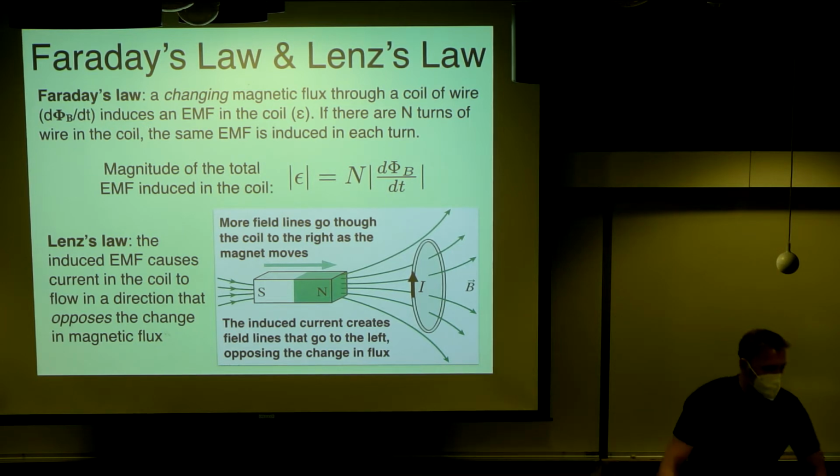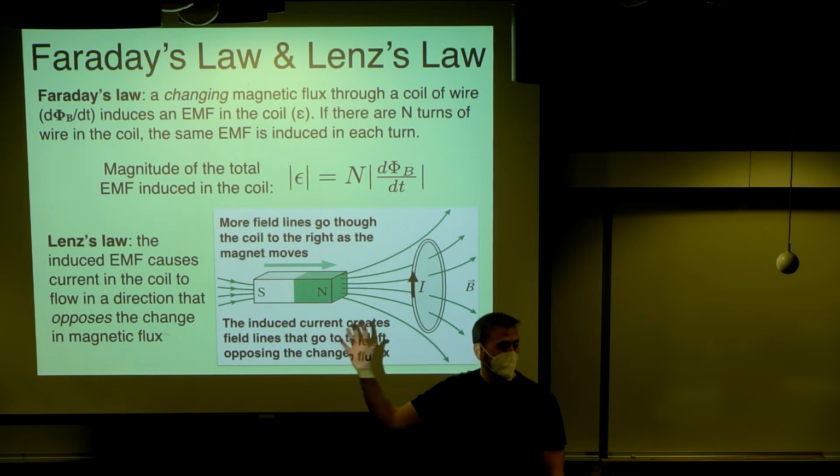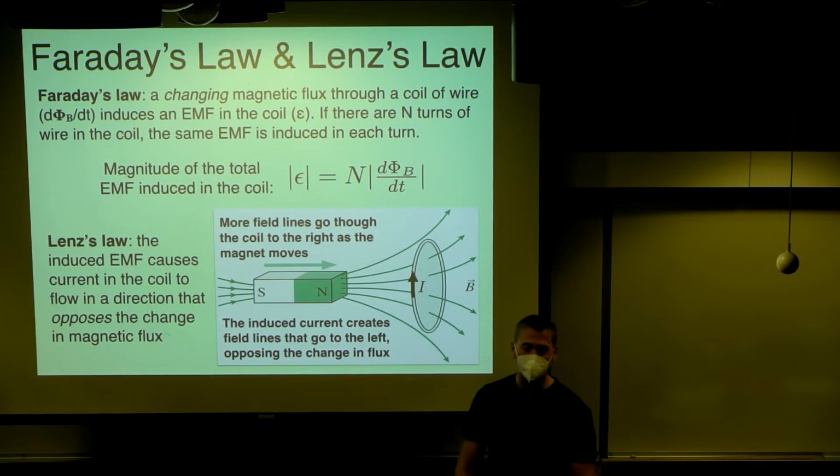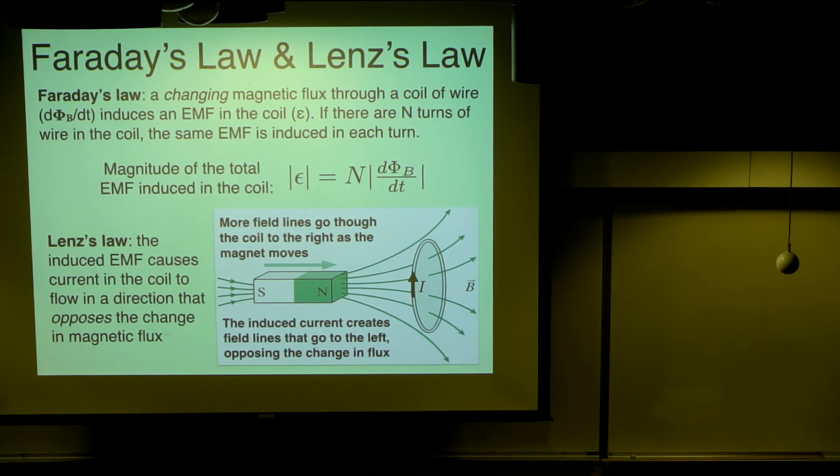So you don't try to amplify the change, you try to oppose the change. That's just the way our universe happens to work, okay? I don't know why that is, but that's the way our universe works. So is that clear enough? We're going to do some examples, but again, we induce current to oppose the change in flux. That's the takeaway.